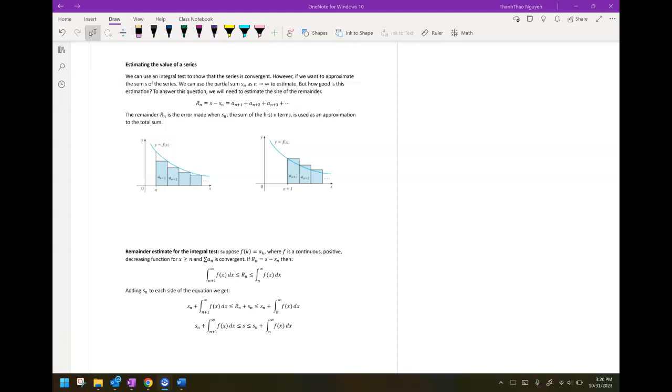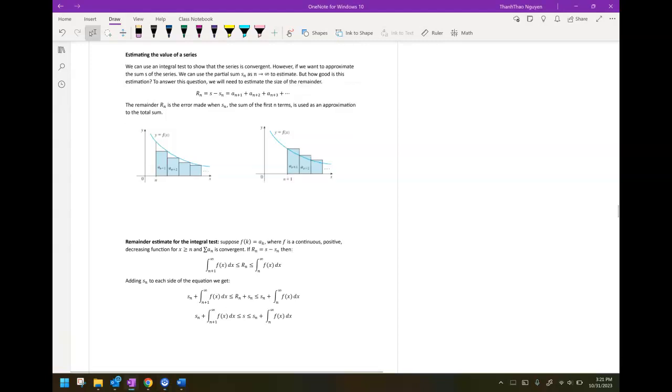Okay, so let's take a look at the first picture. Here we have the integral from n to infinity of f of x dx. And these are the a sub n plus 1 plus a sub n plus 2 plus so on and so forth, and that is equal to R sub n. And it will be less than or equal to this integral, right?